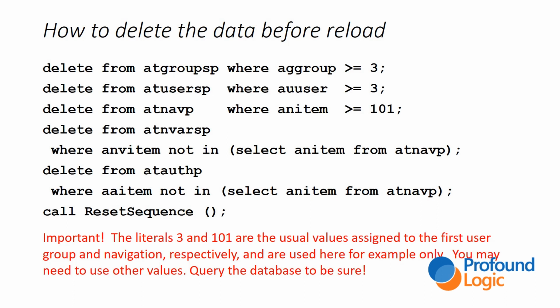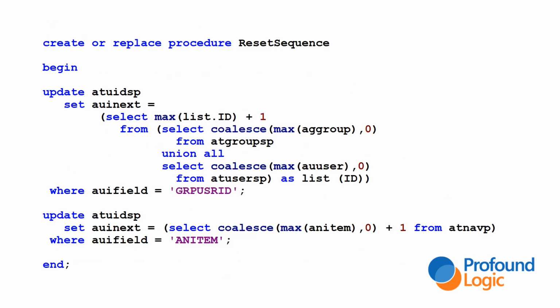The version I usually use is Run SQL Scripts in IBM Access Client Solutions, or ACS for short. These are the steps. The reset sequence stored procedure resets the next ID number in the ATUIDSP file. Here's the source code for that. You don't have to reset the sequence numbers. I do it for safety. It ensures that the reload will not attempt to use sequence numbers that are active in the database.